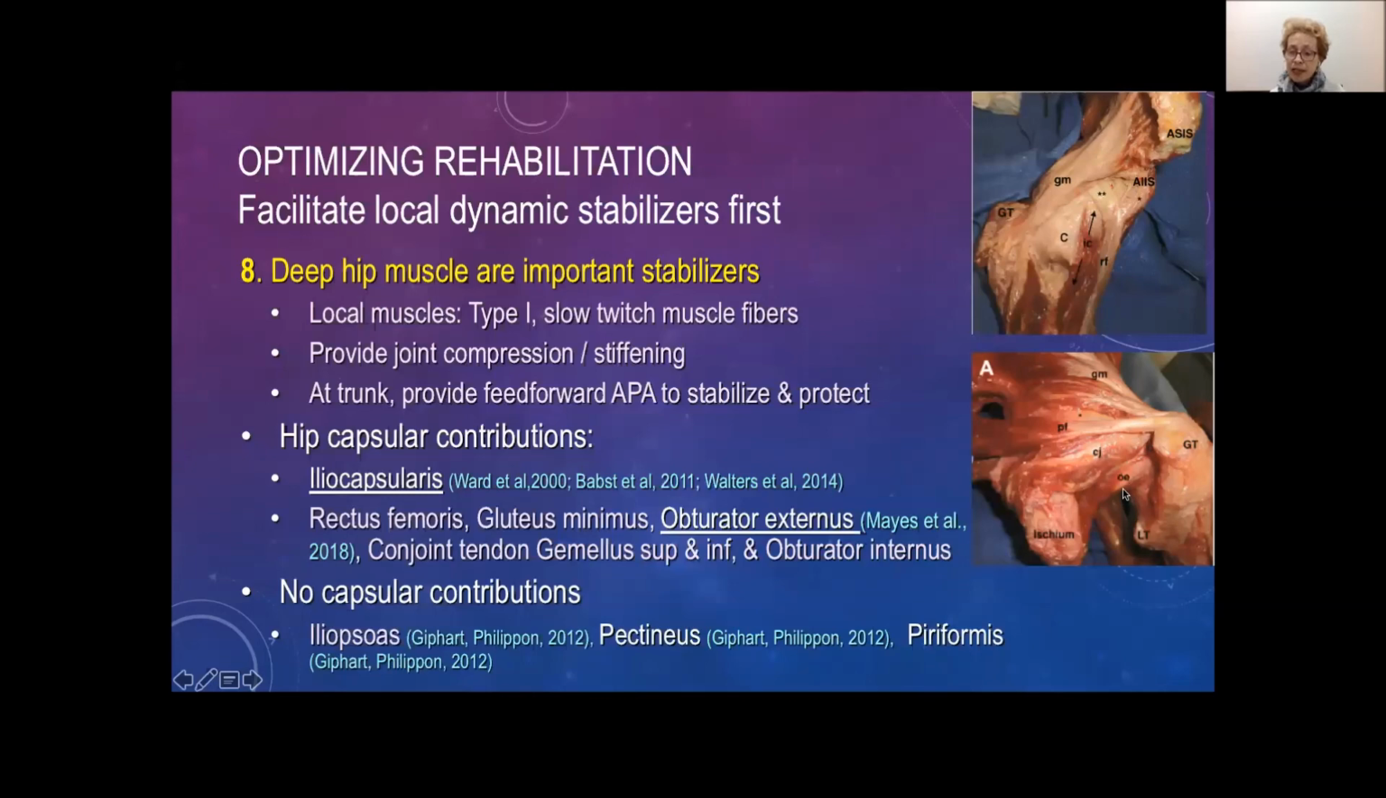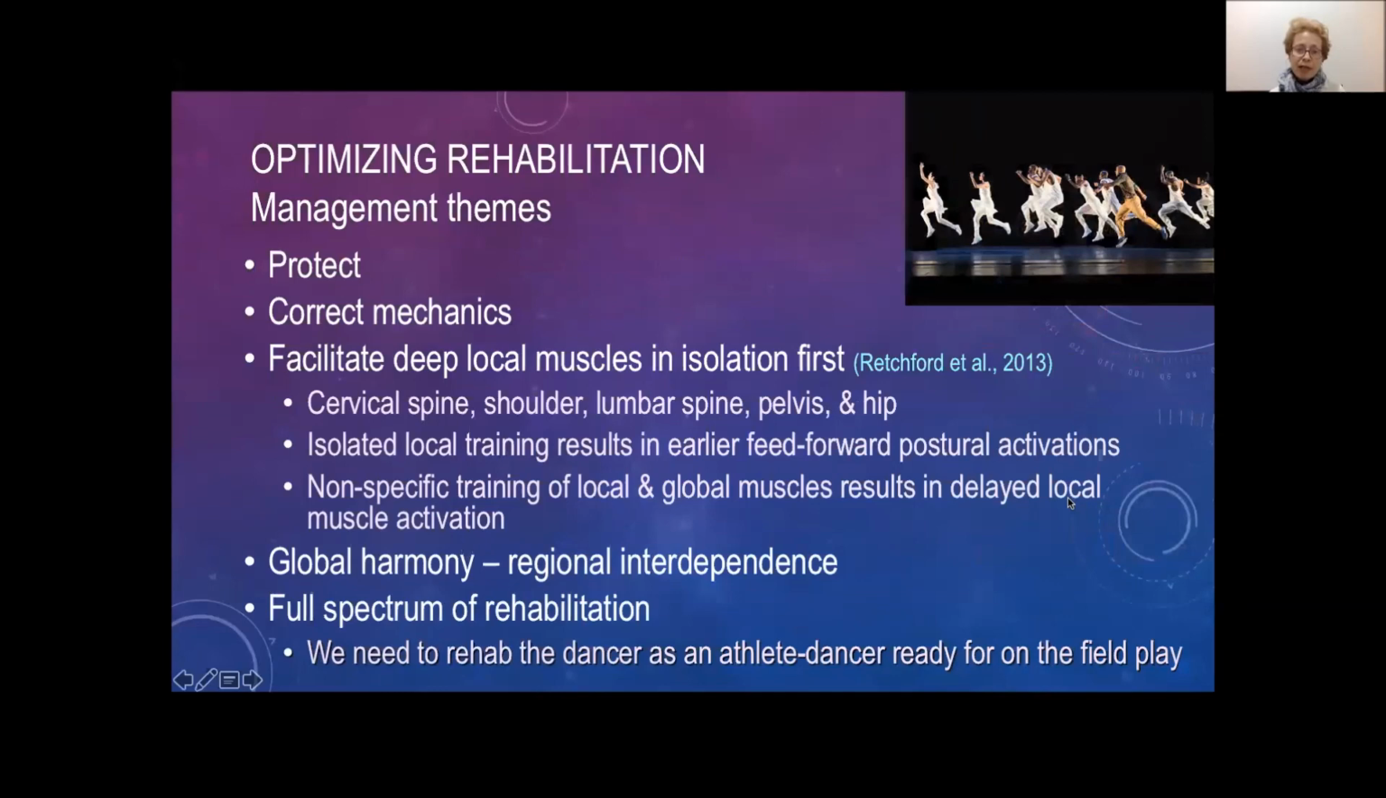So we want to manage them by protecting them, correcting mechanics. When we work on those deep local muscles, we want to work on them in isolation first, because isolated local training results in earlier feed-forward postural activations.